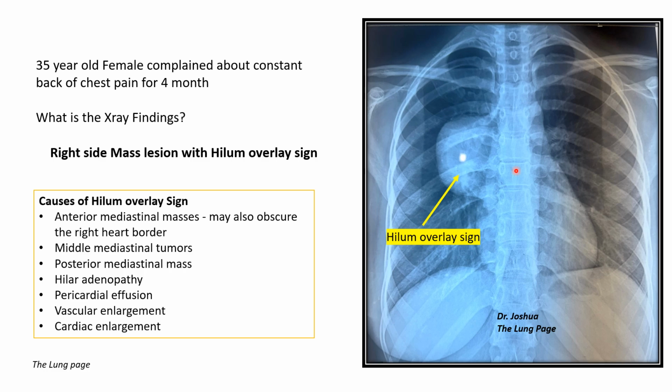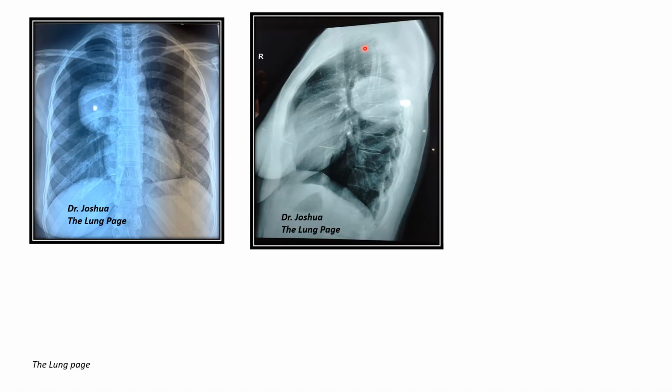I think now you people are very clear. So what do we suspect this mass is? Maybe an anterior mass, or middle mediastinal mass, or posterior mediastinal mass. So with this suspicion, we took a lateral view. You see the lateral view very clearly indicates there's a posteriorly located mass lesion.